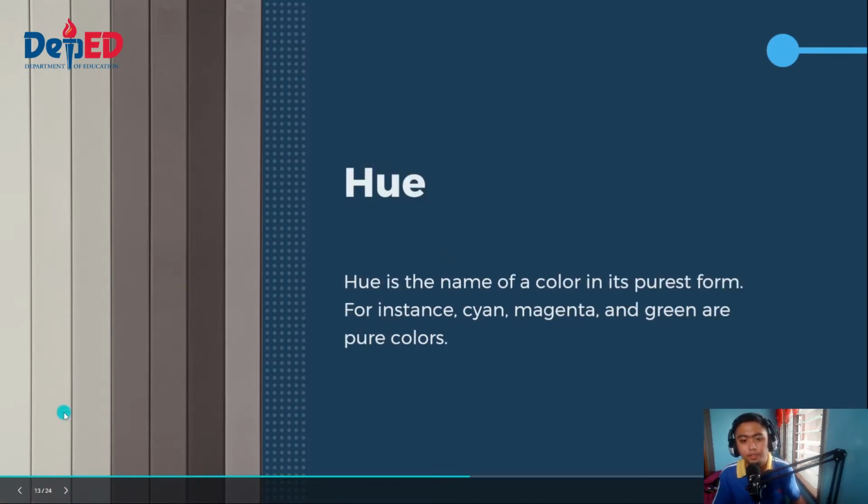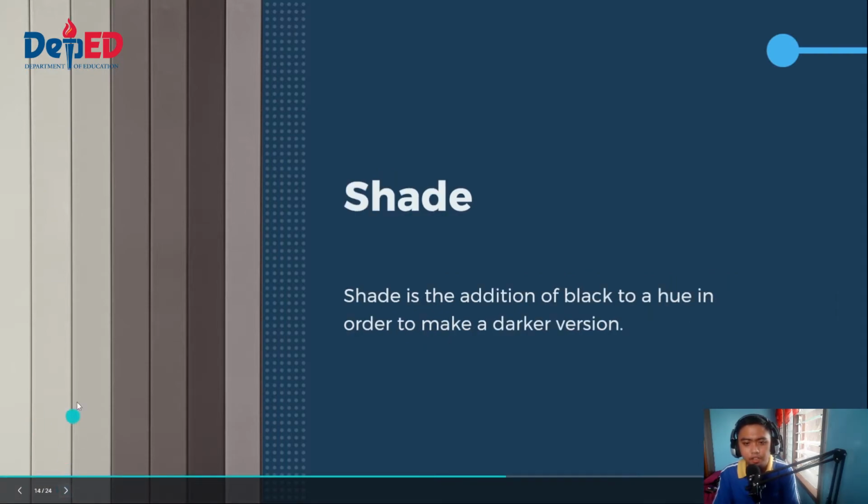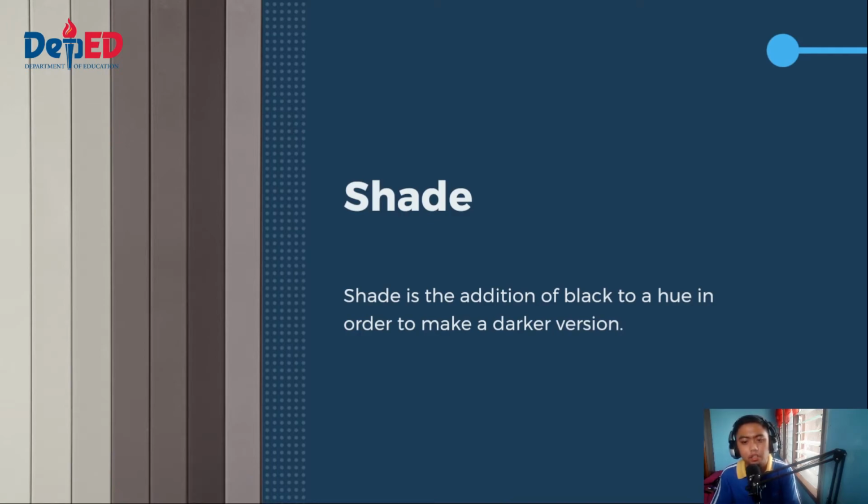In addition, we have hue. Hue is the name of a color in its purest form. For computers, it's cyan, magenta, and yellow. But if we're talking about basic colors, just like what was discussed to us during our elementary years, red, green, blue. Cyan is blue, magenta is red, and of course green is green. It means basically if it's pure, it doesn't have any hint of white, any hint of black, because if there is the smallest hint of black, it would have a different shade.